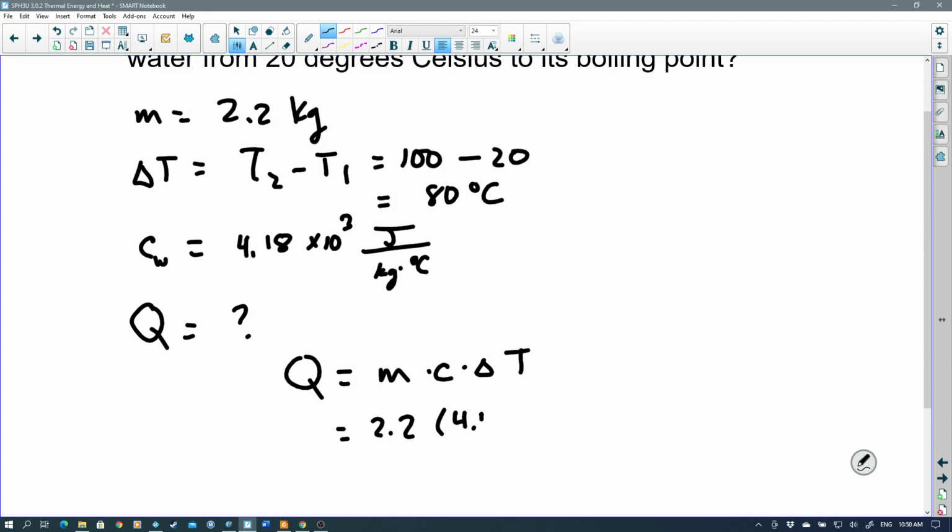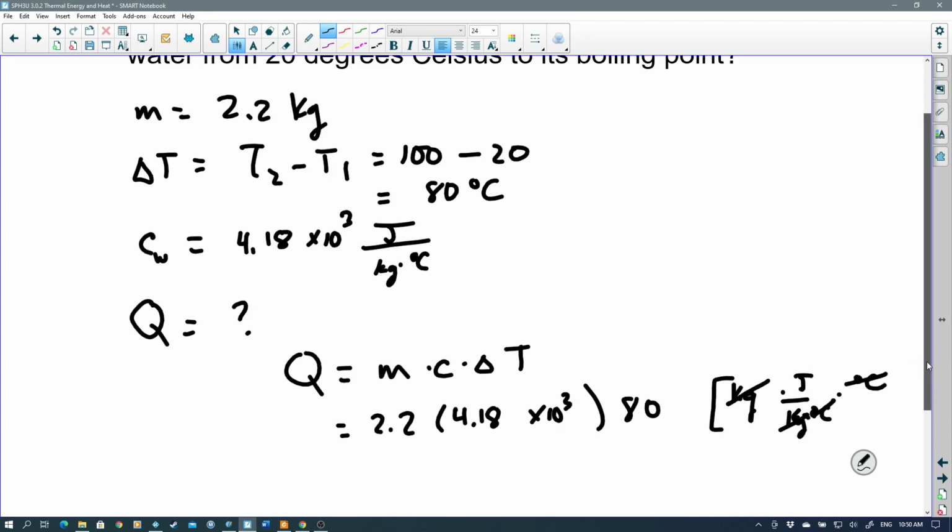So this is 4.18 times 10 to the 3 and 80. And if you look at how the units work, I'll just do unit analysis next door here: kilograms, and then joules per kilogram degrees Celsius, and then times degrees Celsius. So the degrees Celsius cancel out, the kilograms cancel out, and you're left with joules as your final unit.